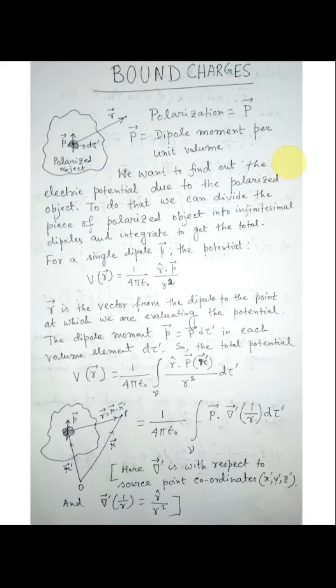Now we want to find out the electric potential due to this polarized object at this point. To do that, we can divide this piece of polarized object into infinitesimal dipoles and integrate to get the total potential. So suppose the dipole moment for a single dipole is this small p vector, then the potential will be of this form. We have calculated the potential for a single dipole in the very first class. So this is the form of the potential for a single dipole.